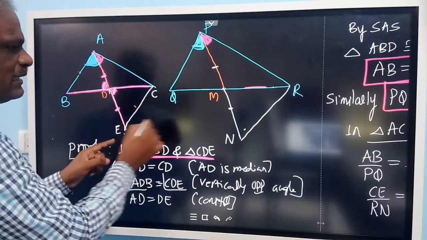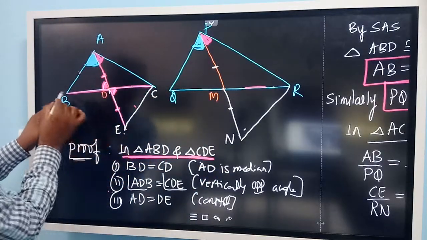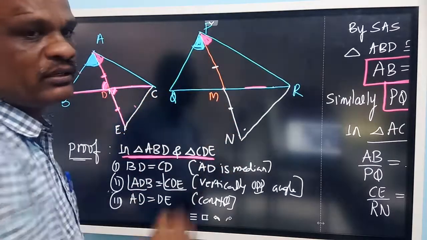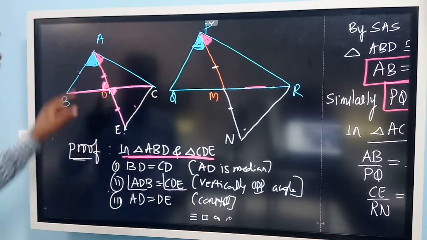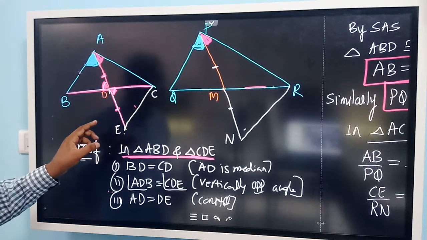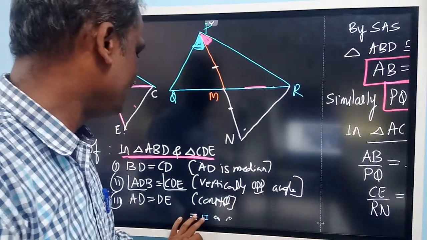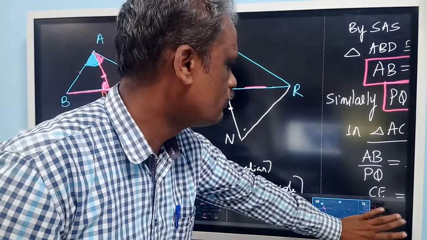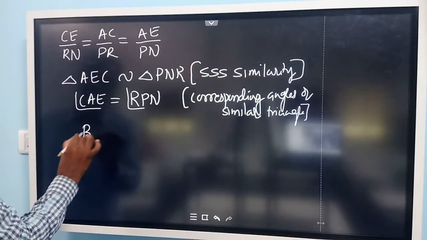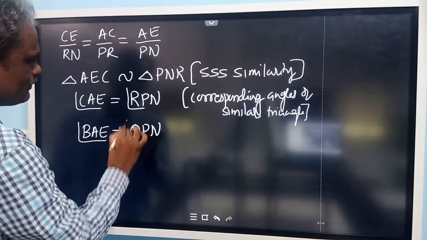What you did here, CE and RN, you joined, you got these triangles. Instead of doing it like this, you can join this side, and you will get this triangle ABE, here PQN. You can show that ABE is similar to PQN. Same way you can write these two angles equal. Therefore I write directly without proving that one, angle BAE is equal to angle QPN.